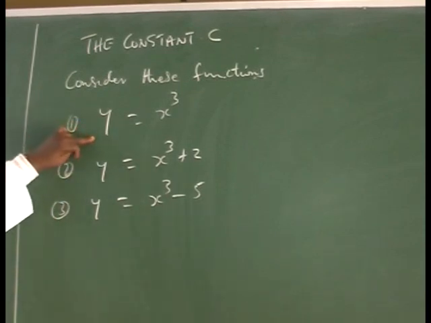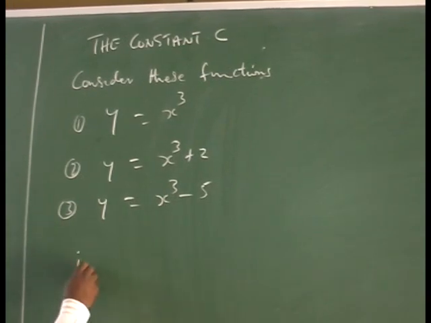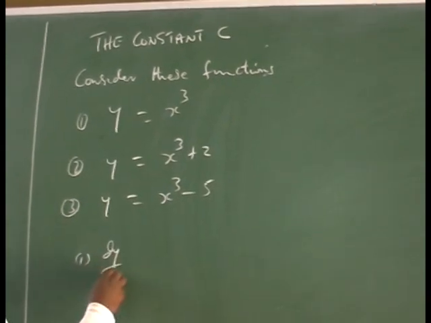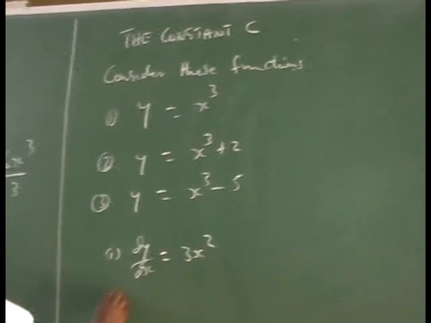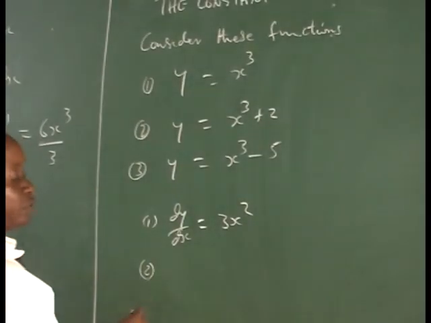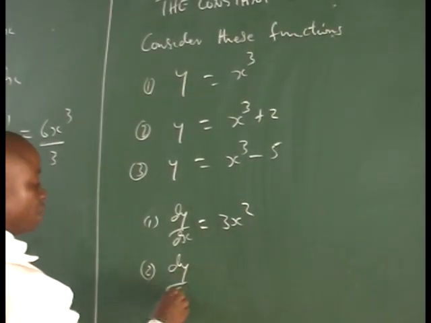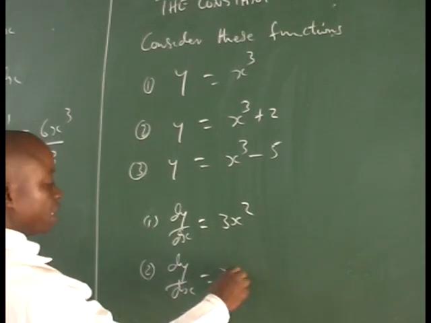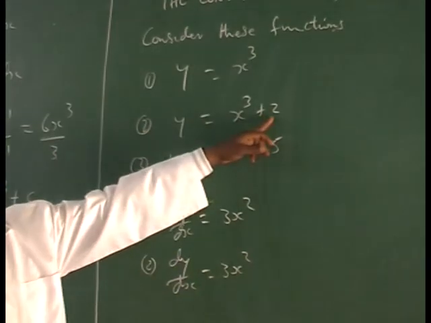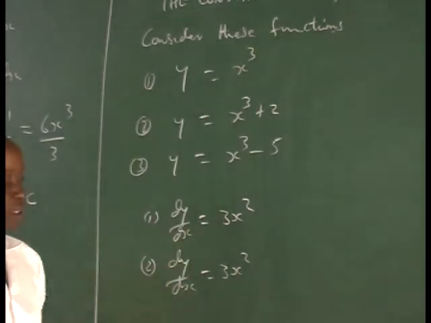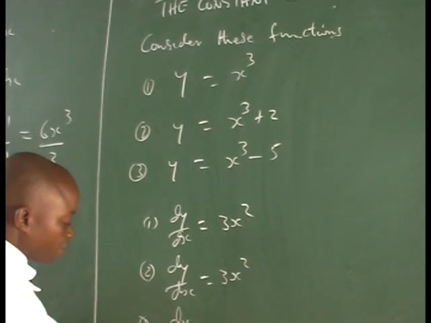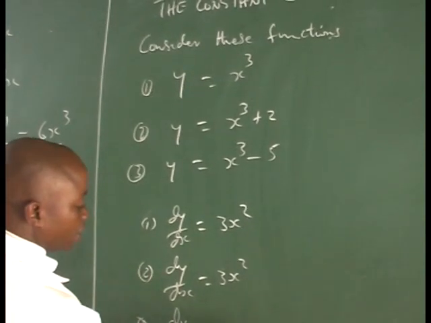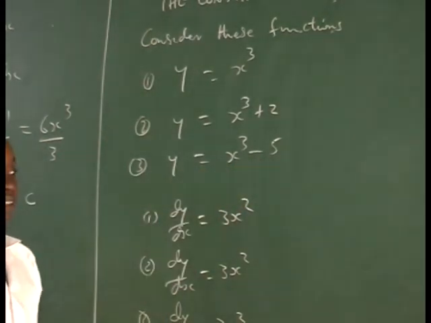Now suppose we differentiate 1. We will have that dy/dx is equal to 3x squared. Now let's differentiate 2. If you differentiate 2, we have dy/dx is equal to 3x squared. You know, this is constant, so when you differentiate, you get 0. Now number 3, dy/dx will be equal to 3x squared, because this is also constant.